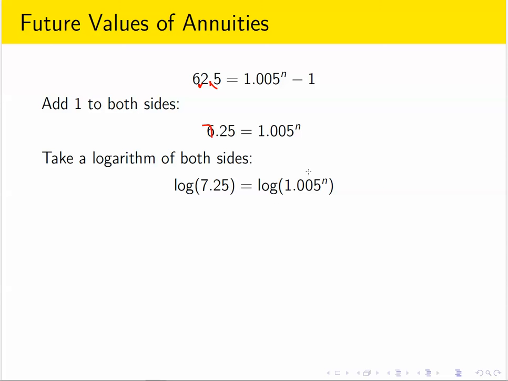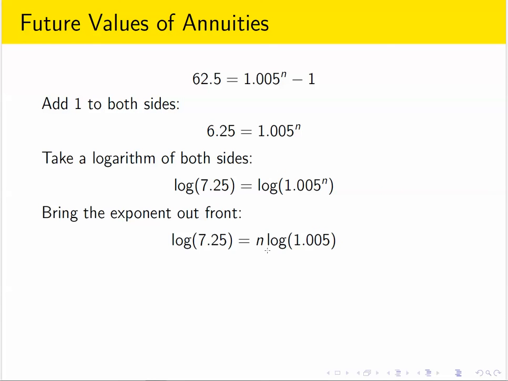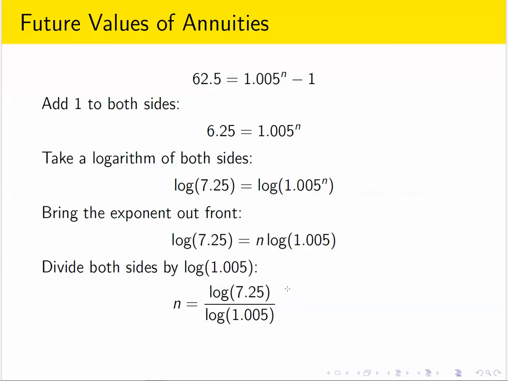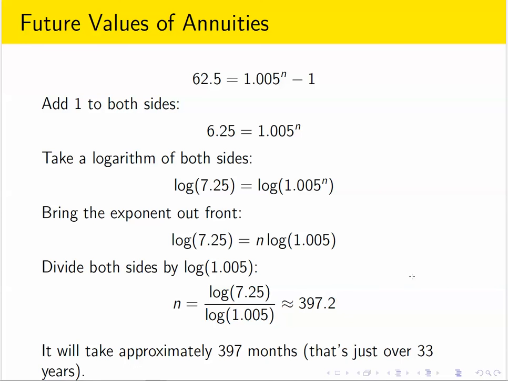Now remember, the point of the logarithm is it allows us to bring this exponent n out front. And then we can isolate n if we divide both sides by log of 1.005, giving us a final answer of about 397.2. So it will take approximately 397 months, which is just over 33 years, to reach our savings goal.